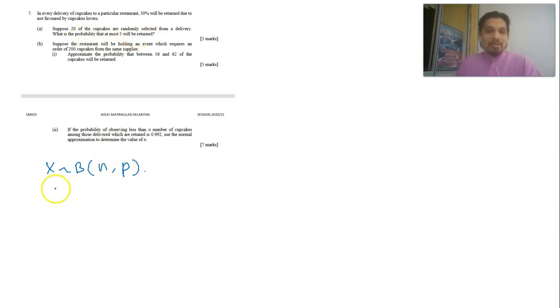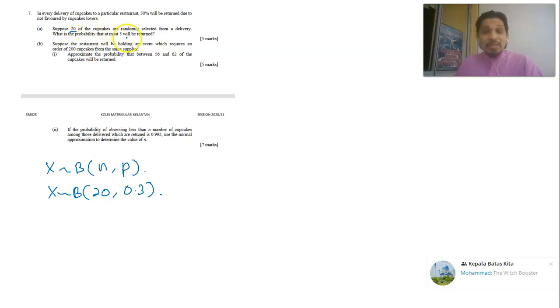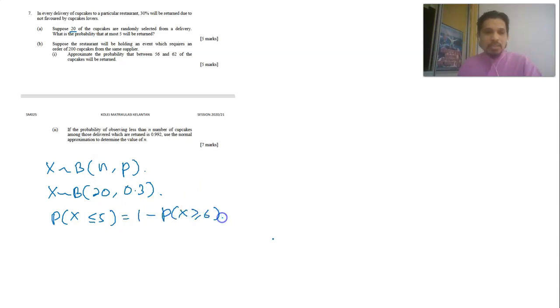Okay, so X is binomially distributed with number of trials 20, and p equal to 30% or 0.3. What is the probability that at most 5 will be returned? At most means that the maximum is 5. So the probability of X less than or equal to 5 is 1 minus the probability of X greater than or equal to 6.